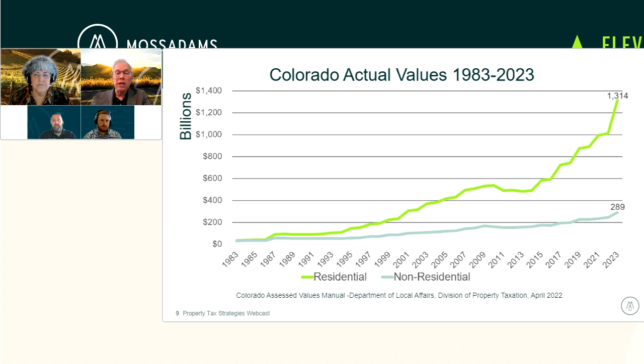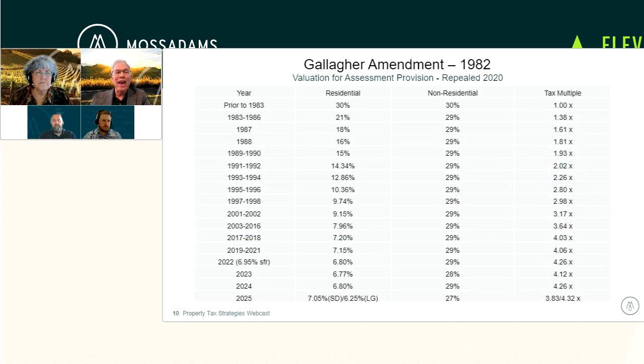So what does this mean? Well, in 1982, Colorado had the Gallagher Amendment. What did the Gallagher Amendment say? It said, hey, you know what? Taxpayers, residential owners of property, we want to take care of you. So commercial property is responsible for 55% of the tax burden. Residential's required to take on 45% of the tax burden.